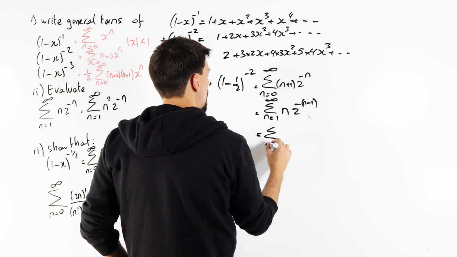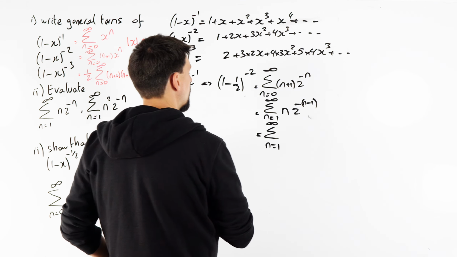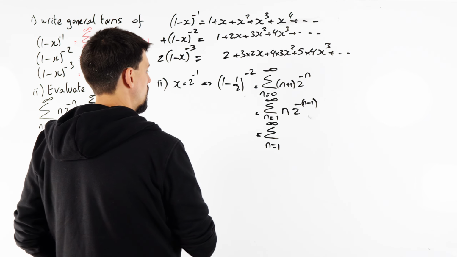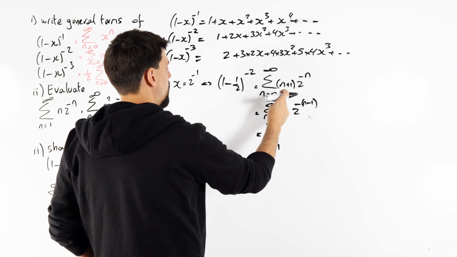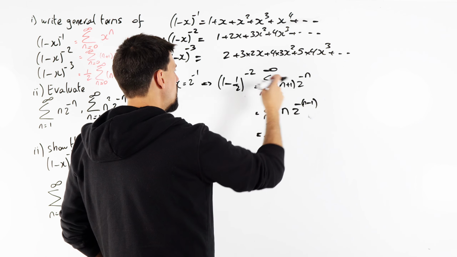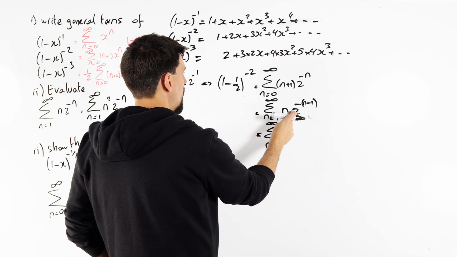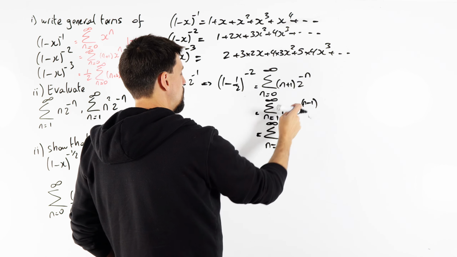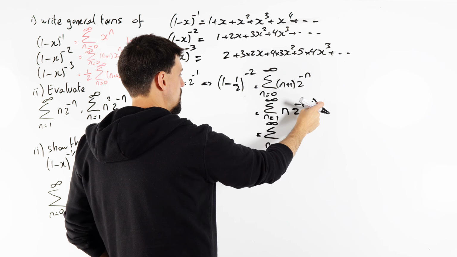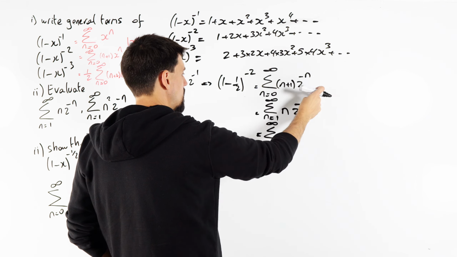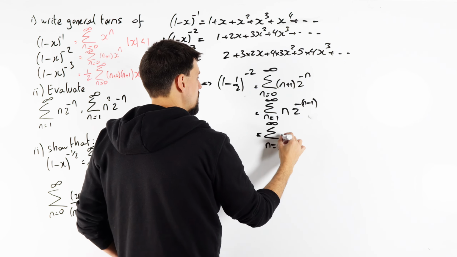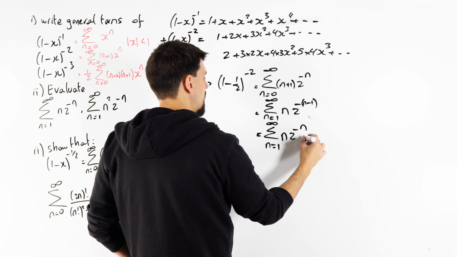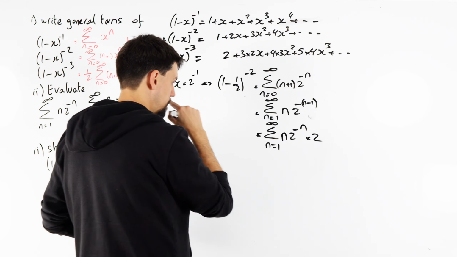That is the sum. Is that correct? If I put 0, my first term is 1. Yes. And if I put in 0, the first power should be 0. If I put 1, the first power should be 0. Yes, we're OK. Because that is n, 2 to the minus n, times 2.